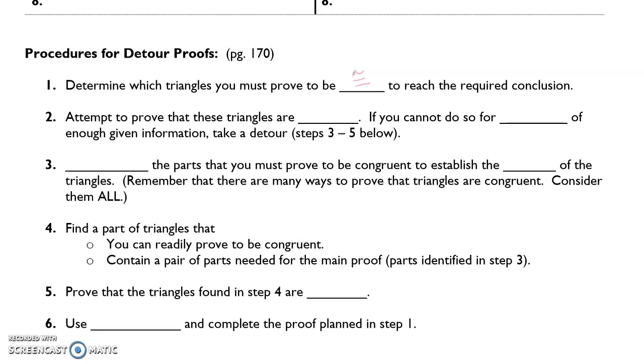Okay. Then I'm going to attempt to prove that they're congruent. If I can't because I have a lack of information, then I must take a detour, and that's what steps 3, 4, and 5 here represent, is our detour. Okay, so I'm going to determine which part.